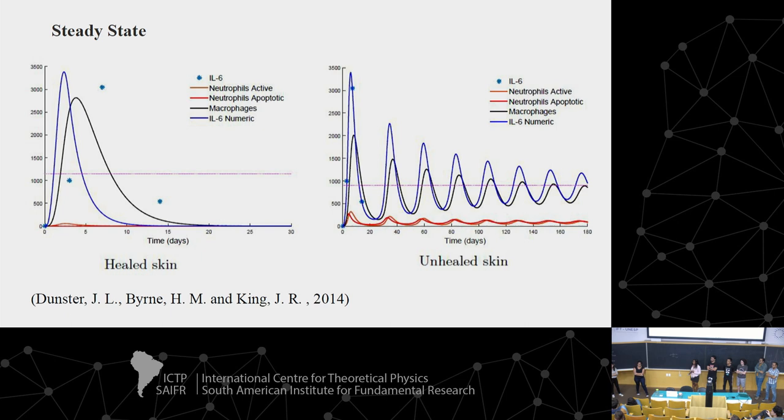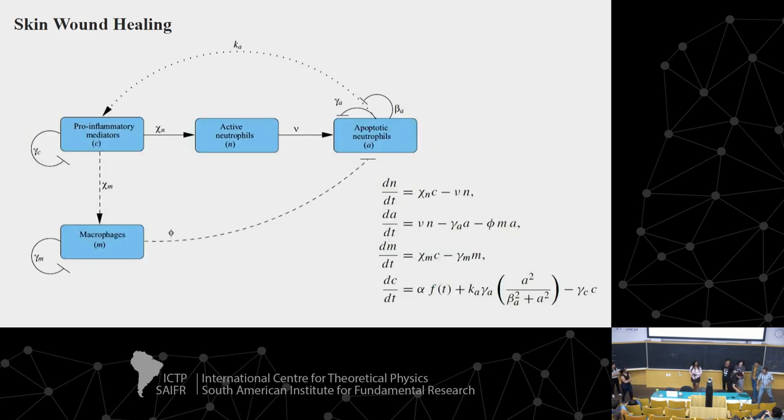What is the control parameter that has been changed between the two situations in your system? The parameter, the quantity that has been changed between the two situations? Yeah, can I have the microphone? The parameters? Yes. The most important parameter is this, the phagocytosis, phi, is the most important.